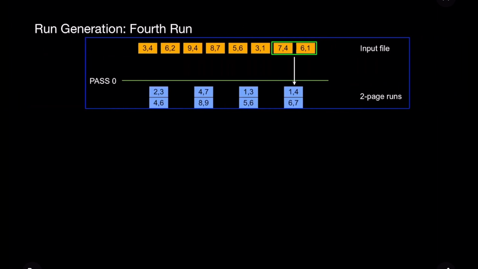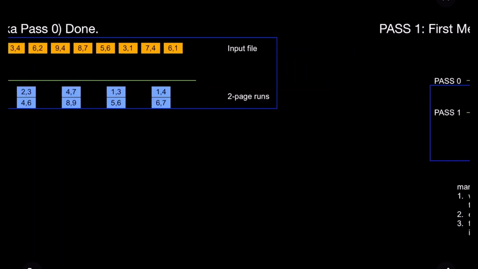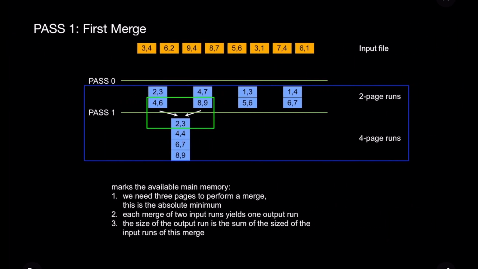So you do that for each and every input page, which means eventually you end up with those 2-page runs. Yeah, of course, we had 8 input pages divided by 2. We must have 4 of those. Now you're done with the first phase, or phase 0, or pass 0, as it is called sometimes. Now, what you do is you merge those smaller runs recursively into bigger runs. That happens here.